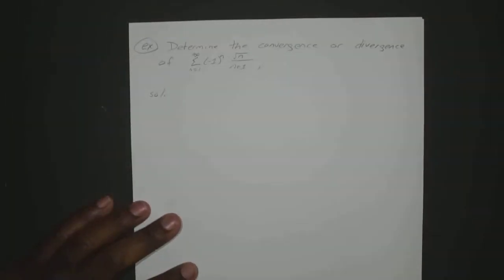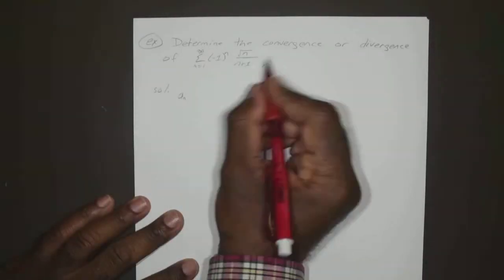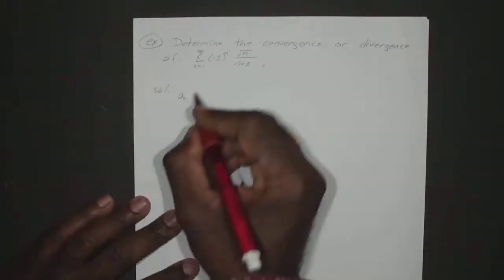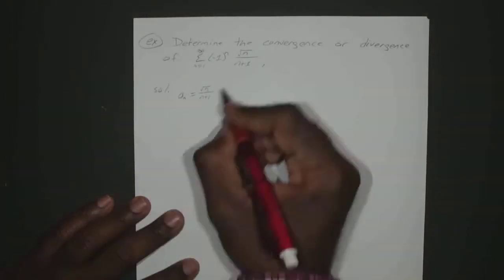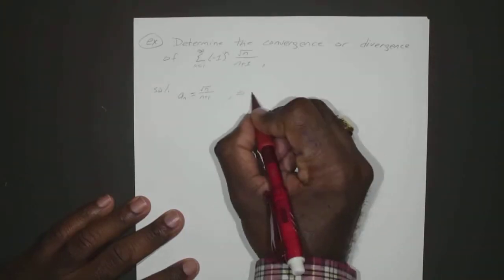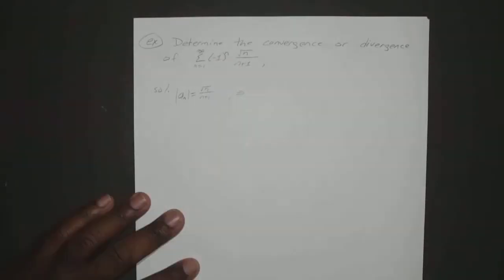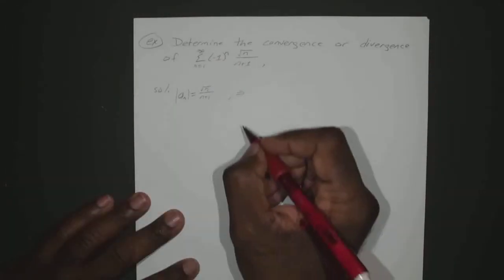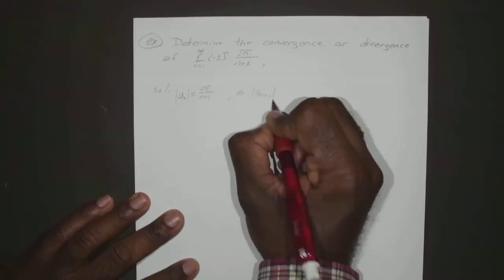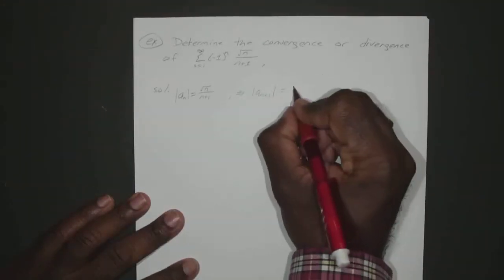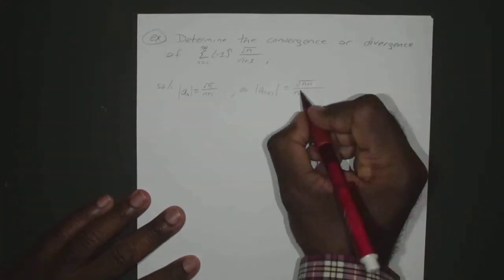Okay, so if we use the ratio test, we know our a sub n is square root of n over n plus 1. And actually, we can go ahead and just use the absolute value, since we're going to get rid of that negative 1 anyway once we do the absolute value of the limit. And our absolute value of a sub n plus 1 is equal to square root of n plus 1 over n plus 2.